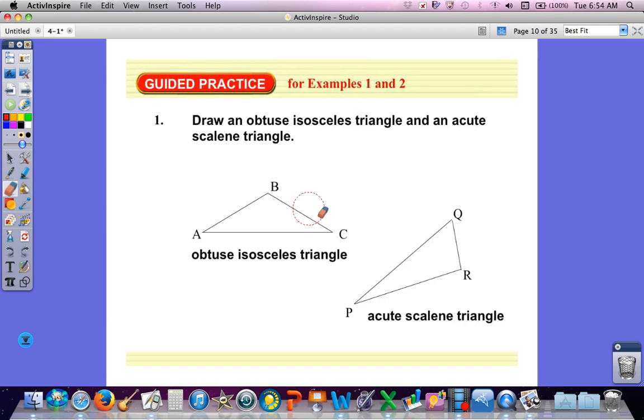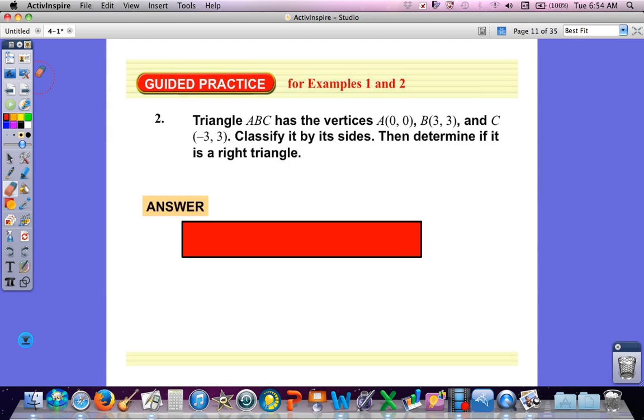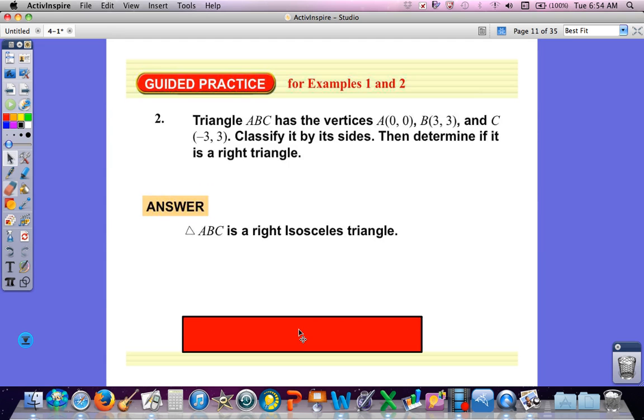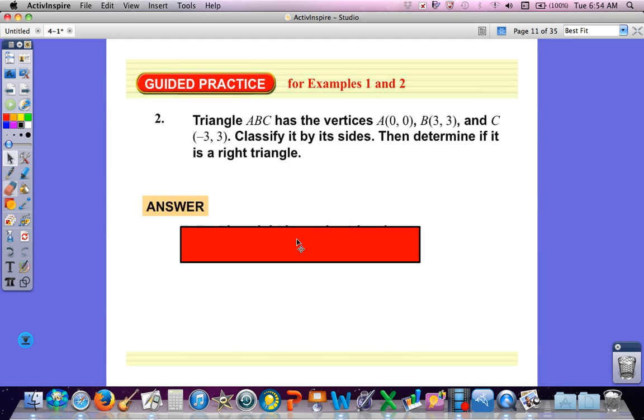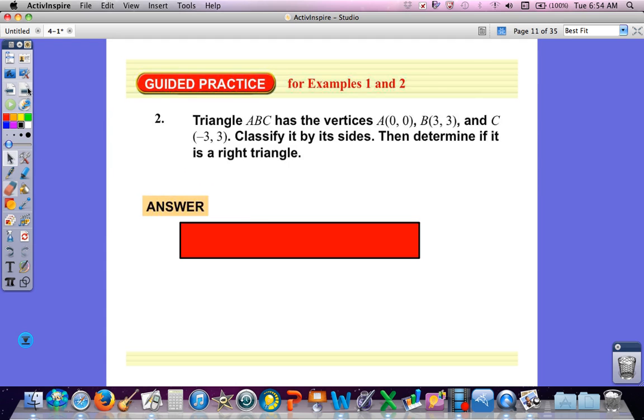Okay, so guided practice: draw an obtuse isosceles triangle and an acute scalene triangle. For number 2, we're going to do this one in class together. That's why on your guided notes there's space. I'll put another video, well, if you miss class, there's the answer. It is an isosceles triangle, but get the work from somebody who is here.